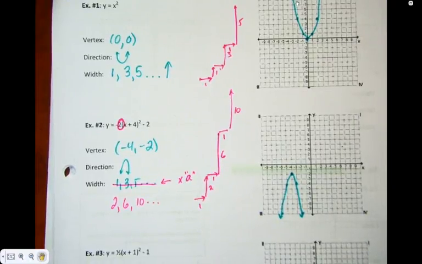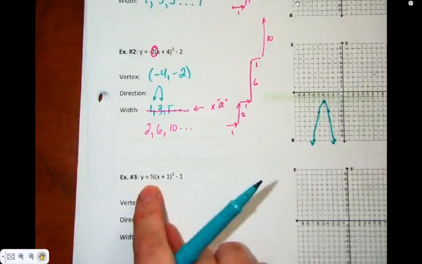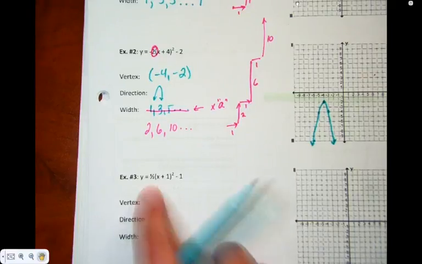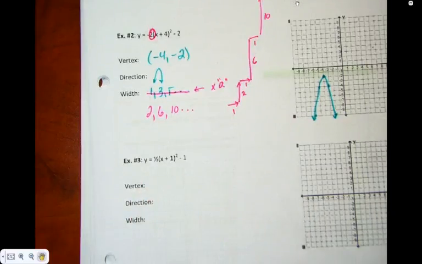How are we feeling so far? Okay, let's look when I have a 1/2. Well, we already know what this is going to do to the parabola. What is it going to do if I have a fraction in front? It's going to make it wider, so keep that idea in mind. Vertex, take a number in brackets, change the sign. Take a number outside the brackets, leave it alone.